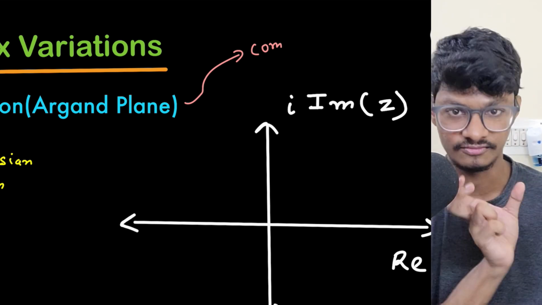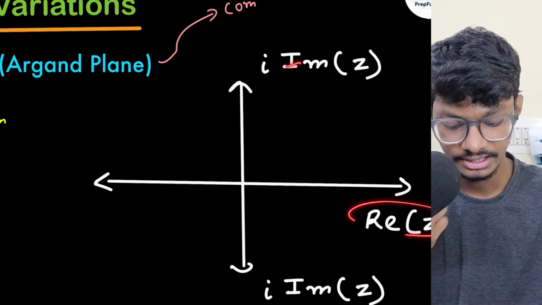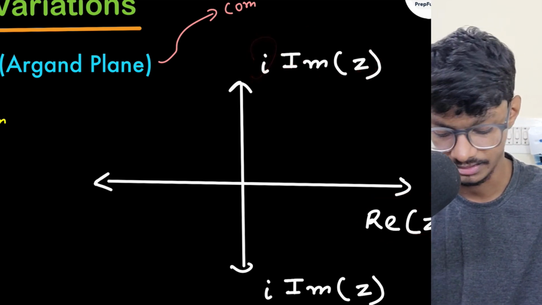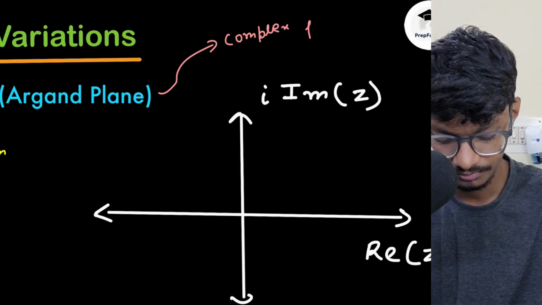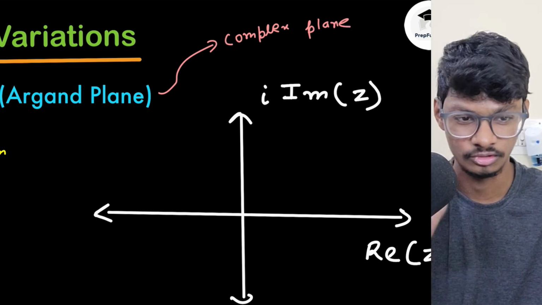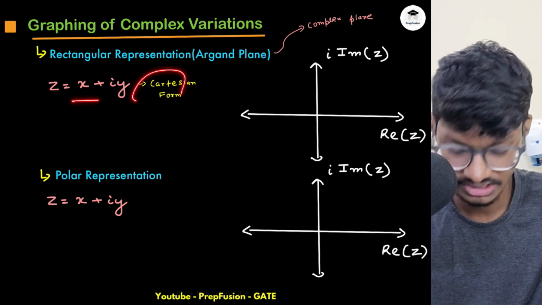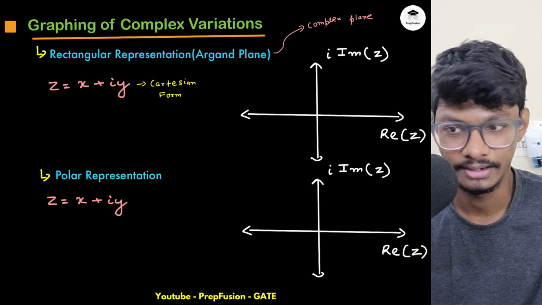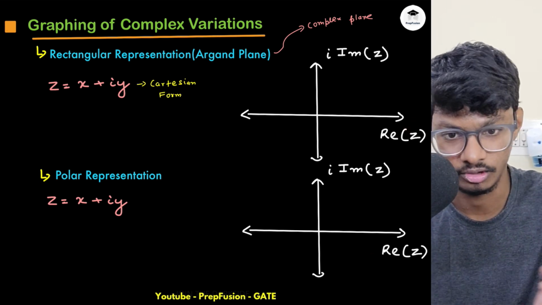Basically, x is the real part of z, and y is the imaginary part of z, with i multiplied with it. This is the complex plane. Don't worry about the names, you don't have to stress about anything. This is also known as the Cartesian format. Cartesian is always in x, y, and polar will be in some other plane. I will talk about polar later on.